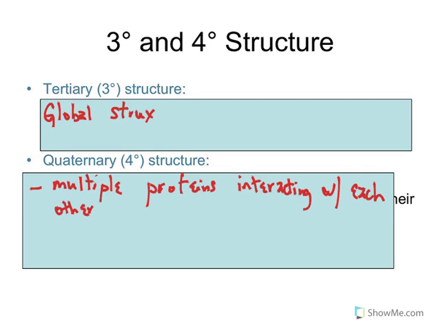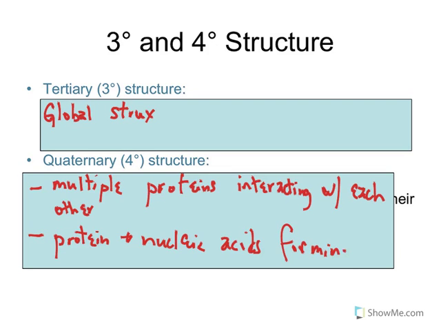Or you can also use the term quaternary structure when we're talking about, for example, a protein and a nucleic acid, and nucleic acids interacting with each other, forming big complexes. This is the reason why not every protein will have a quaternary structure. Not every protein comes and meets up with another protein to form something bigger. There are some that just do what they do.